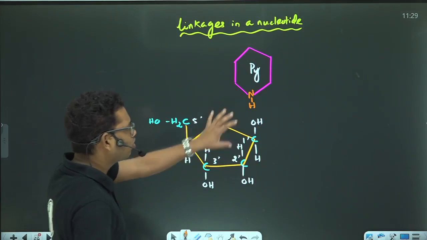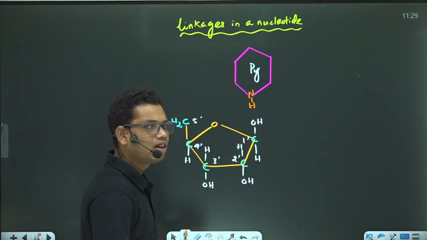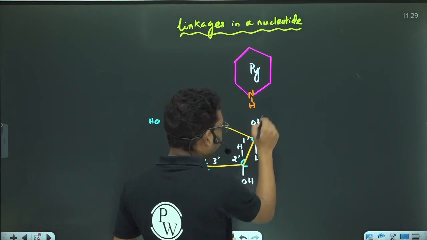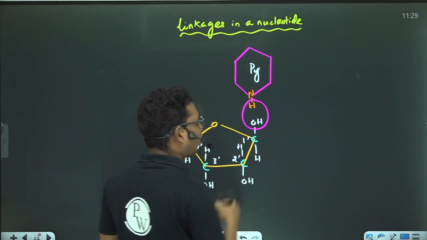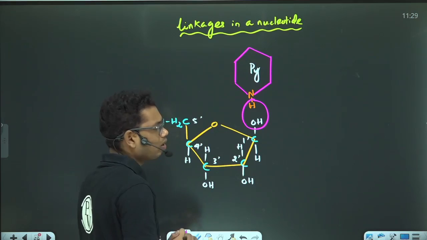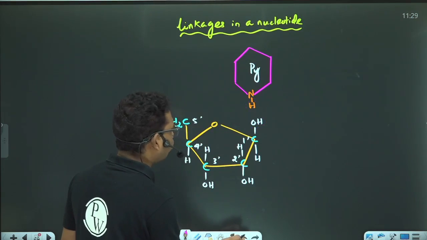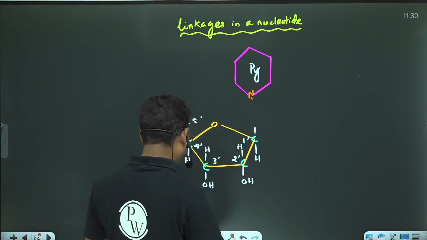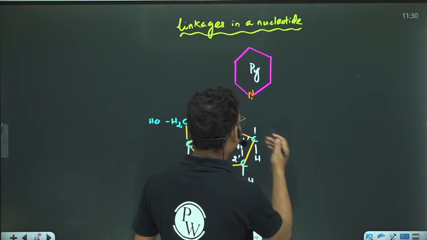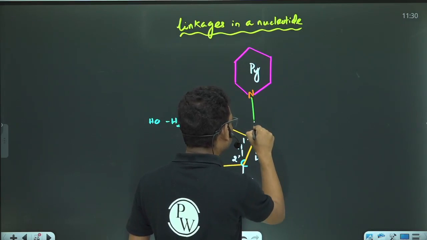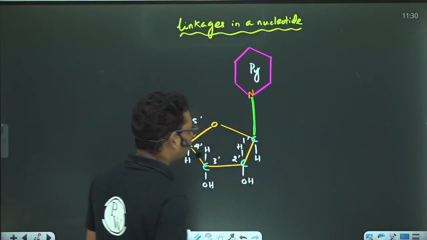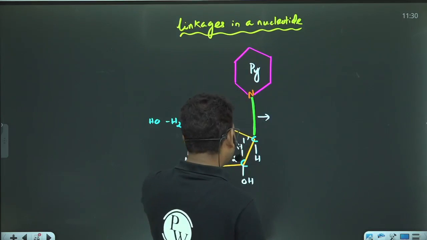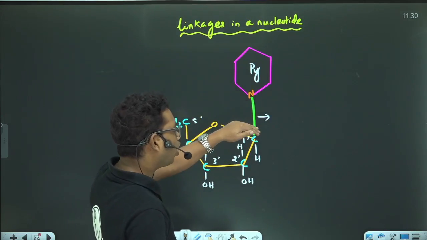So this is a sugar and this is the nitrogenous base, and these two molecules will get bonded with each other. In that case, these two groups, the hydrogen and OH, will interact with each other, and finally H2O will get removed. When the H2O gets removed, one bond will be formed between the nitrogen and the carbon, and this bond is called the glycosidic bond.